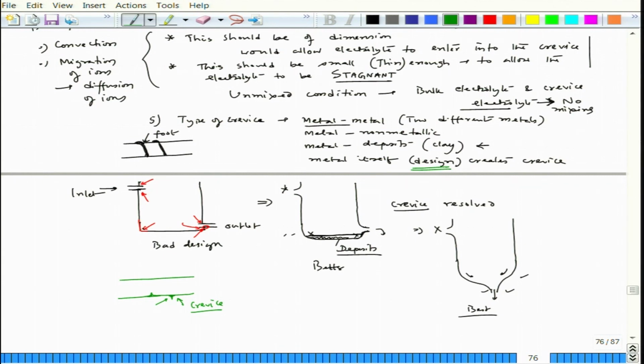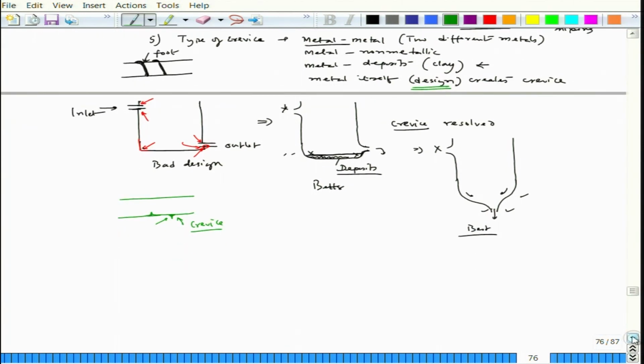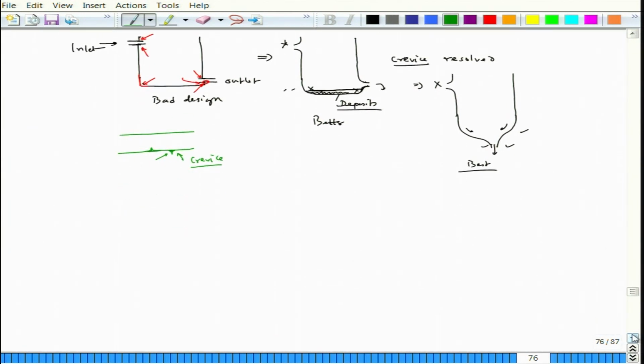Here, some of the factors are from the point of view of the mechanism, and some are mostly from the point of view of the appearance of the crevice. So, let us get to the mechanism part of it.